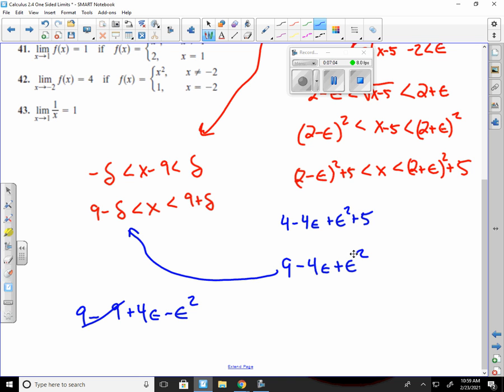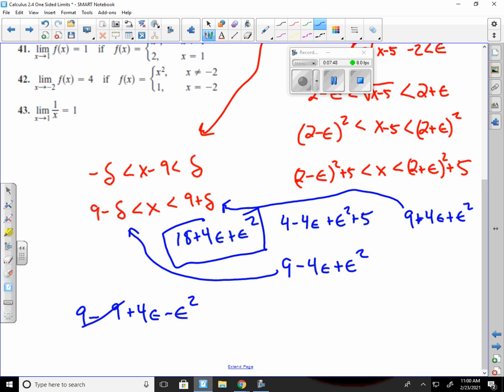If I plug this same thing in here, except now I have to do this version of it. So that would be 4, 2 squared is 4, and then it's going to be plus 4 epsilon plus epsilon squared plus 5. So this would really be a 9 here. 4 plus 5 is 9. If I plug that in for delta now, we're going to be looking at 18 plus 4 epsilon plus epsilon squared.